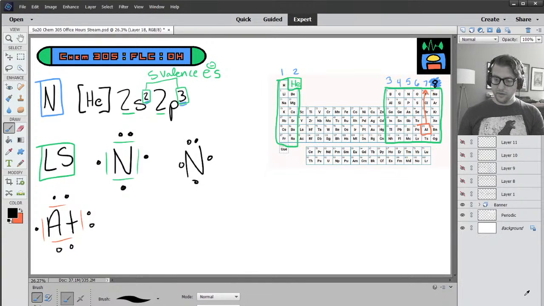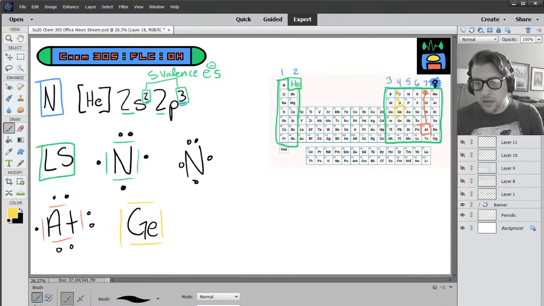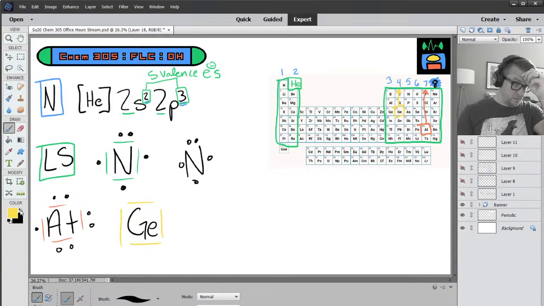Let's pick another weirdo. Why don't we do, I don't know, germanium? 1, 2, 3, 4, right? Because we're doing 1 on each side. Germanium is in the 4th column, so it will pick up 1, 2, 3, 4 valence electrons.